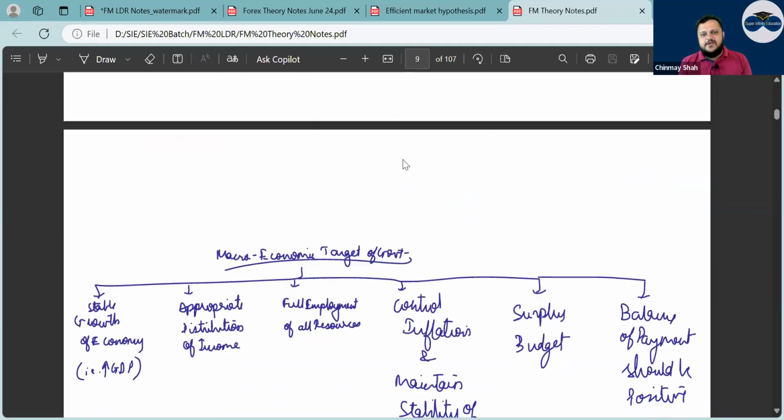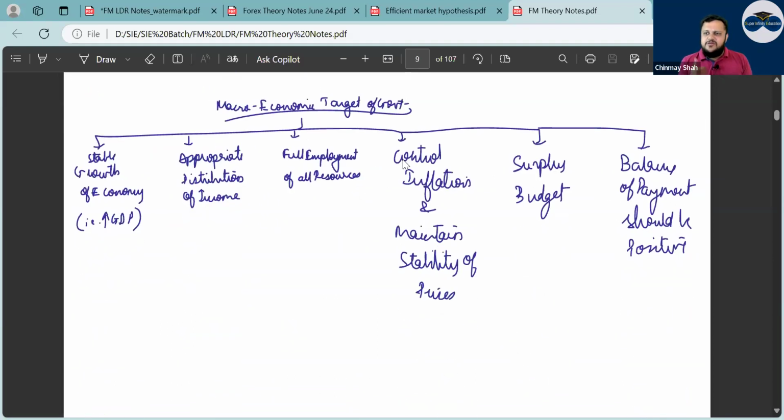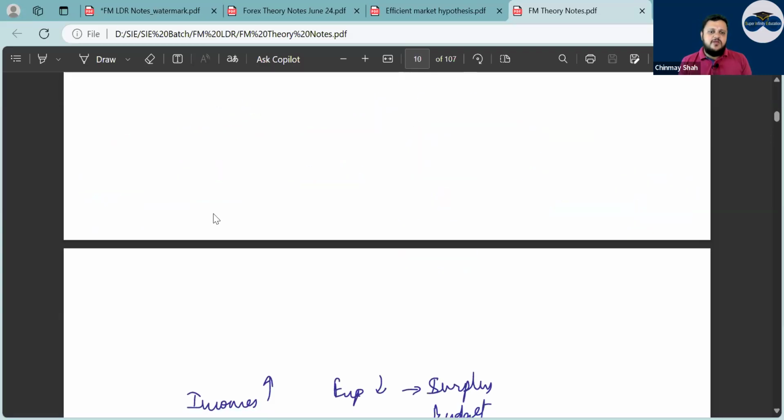So the macroeconomic targets of the economy are very simple. Want to have stable economic growth. You want to have an appropriate distribution of income between all the citizens. Then you need to have full employment of resources. You need to control inflation and maintain stability of prices. Surplus budget and balance of payment should always be positive. Correct? What is balance of payment? Nothing but whatever you pay for imports against whatever you receive for exports.